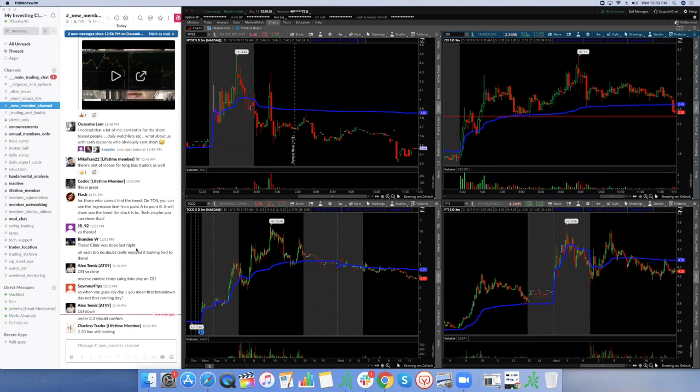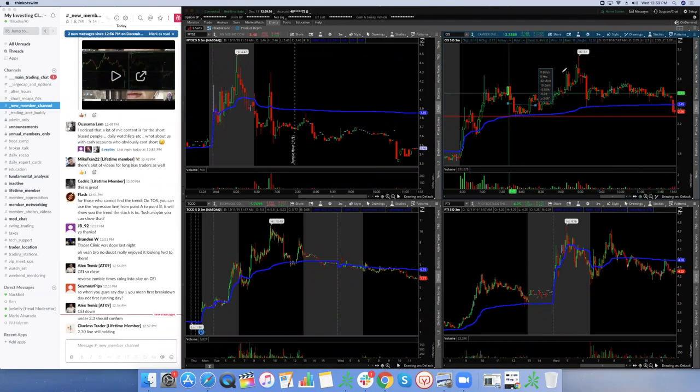Let's see. For those who cannot find the trend on TOS, you can use the regression line from point A to point B. It will show you the trend the stock is in. Tosh, maybe you should... I have no idea what you're talking about, buddy. You can show the regression line. I'm not sure. Oh, regression line. What is this? Oh, okay. I mean, yeah, you guys can do things like that, I guess.